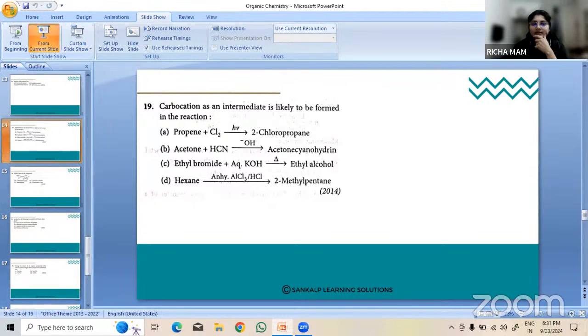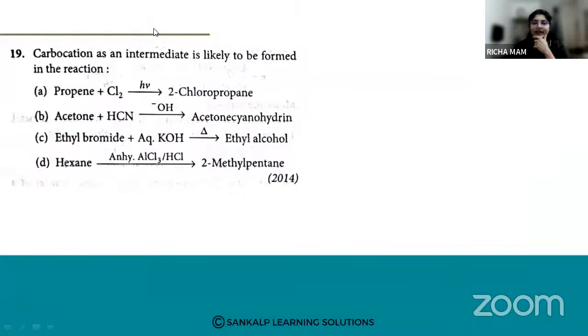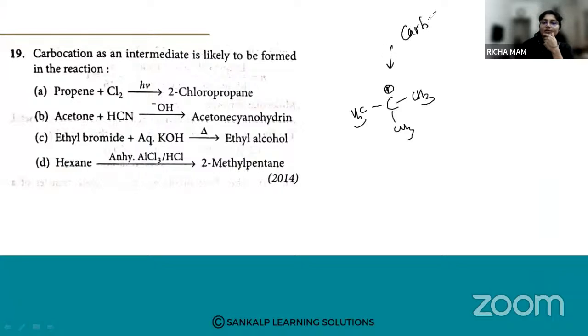Carbocation as an intermediate is likely to be formed in the reaction. What do you mean by carbocation? Carbon having a positive charge, right? This is an example of a carbocation. Here you can see the carbon is having a positive charge. So this is called a carbocation. The carbon is having a positive charge.